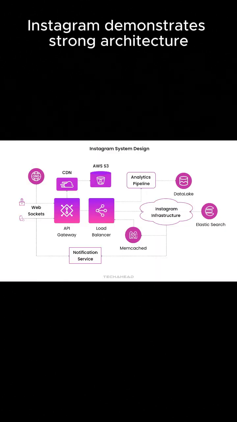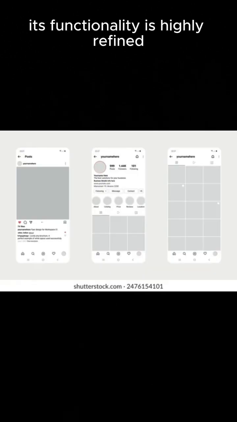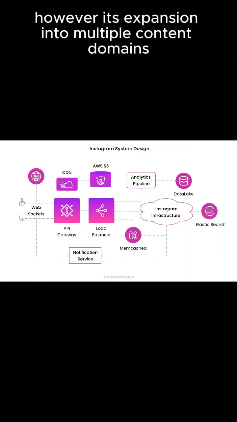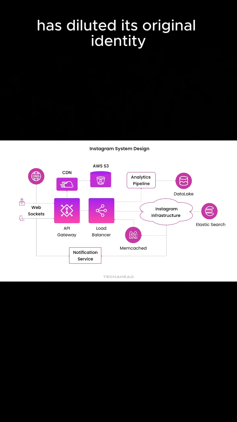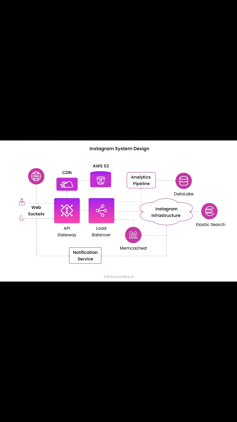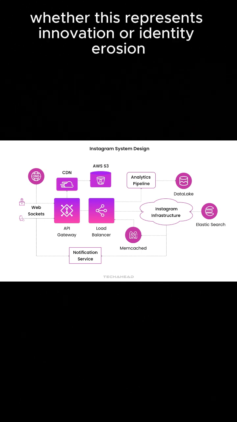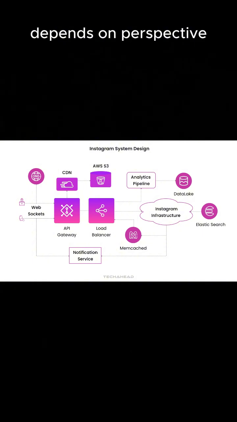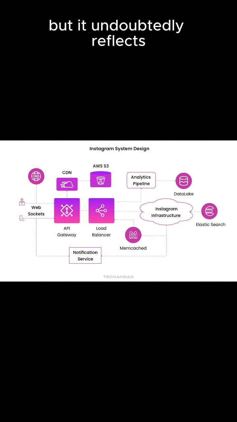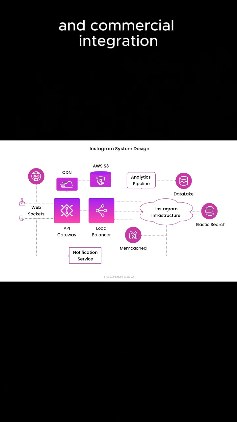In conclusion, Instagram demonstrates strong architecture and polished aesthetics. Its functionality is highly refined and commercially successful. However, its expansion into multiple content domains has diluted its original identity. Instagram is no longer simply a photography app. It is an engagement driven, multi format social media ecosystem. Whether this represents innovation or identity erosion depends on perspective. But it undeniably reflects the evolution of mobile media towards algorithmic engagement and commercial integration.